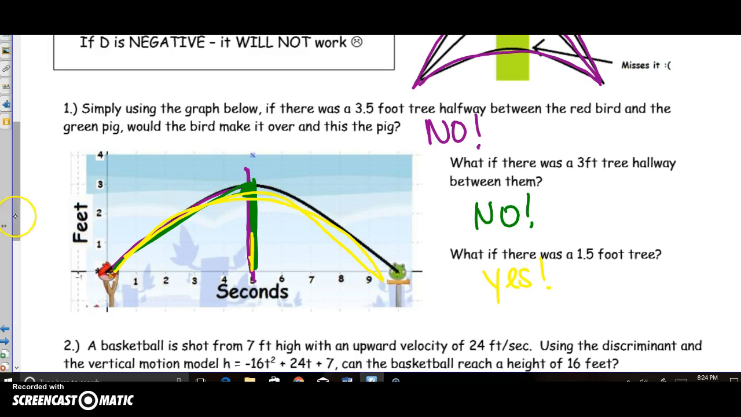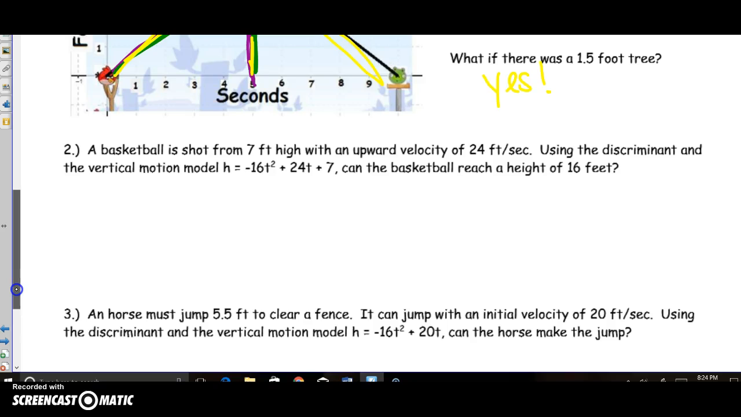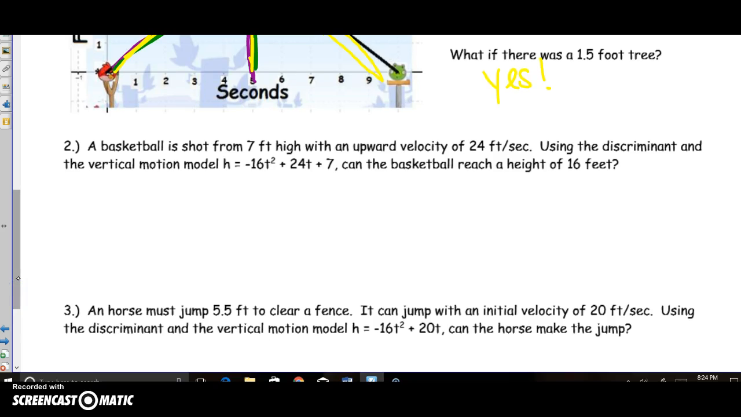Now let's look at this in some other scenario. We have a basketball shot from a 7-foot height with an upward velocity of 24 feet per second. That's already taken care of in our equation. We're going to use this vertical motion model in our discriminant to see if it's going to be able to reach a height of 16. So we plug 16 in for our height: 16 equals negative 16t squared plus 24t plus 7.